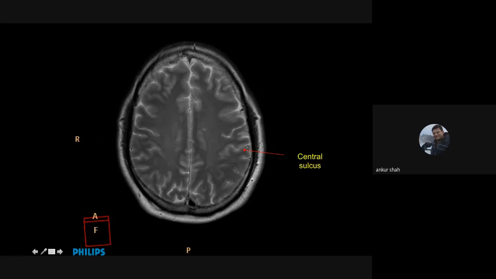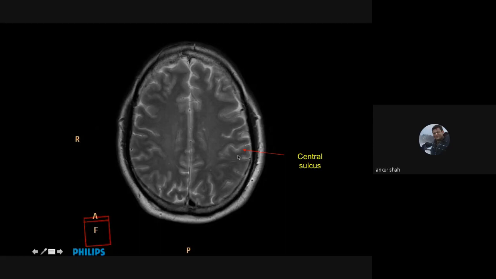The central sulcus is the most important structure to identify, because it differentiates the frontal lobe from the parietal lobe. Whatever lesion is situated anterior to the central sulcus is in the frontal lobe, and posterior to it is in the parietal lobe. This is the precentral cortex, this is the postcentral cortex, and as you know, these are the areas important for the patient's motor and sensory movements.